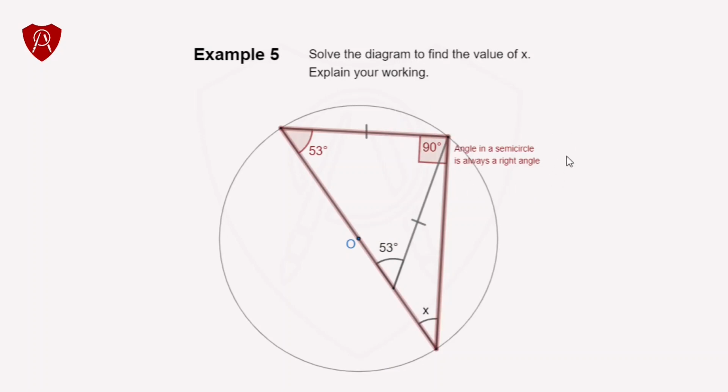So, to find X, we need to work within this right-angled triangle and use the fact that the angles must add up to 180 degrees. So X must be equal to 37 degrees.